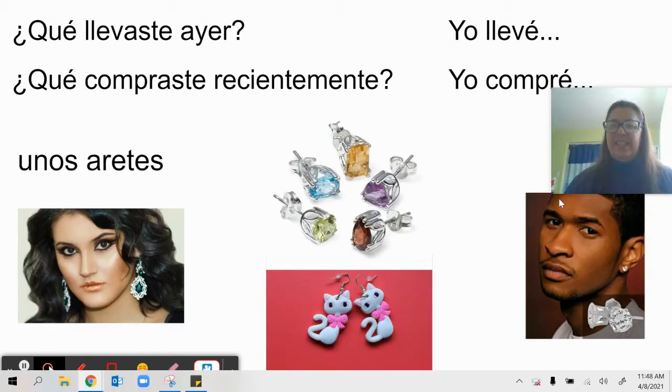Unos aretes. Dos aretes. Un arete. 1, 2, 3, 4, 5 aretes. Yo no llevé aretes ayer. Yo no compré aretes. ¿Qué llevaste ayer? Yo llevé aretes. Yo llevé un arete.